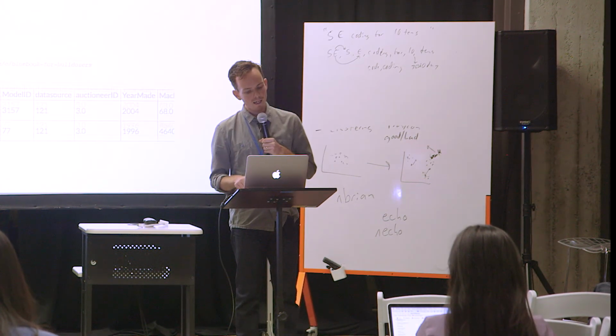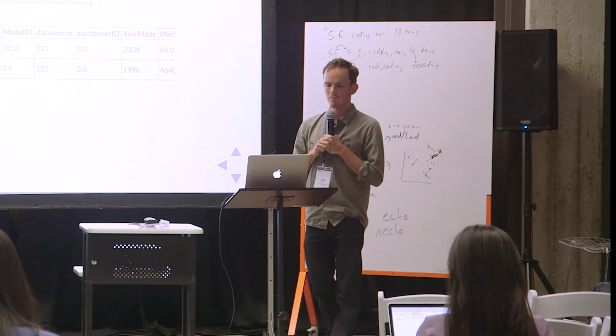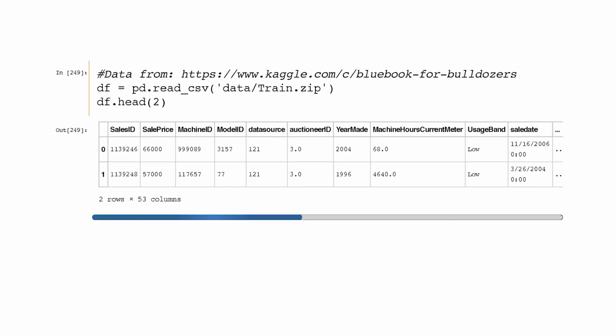Okay, so the last thing that we have here to do is, in the GitHub repo, there is some actual real horrible data. This comes from a Kaggle competition called Blue Book for Bulldozers. This is transaction data for bulldozers, and it has all kinds of data types.